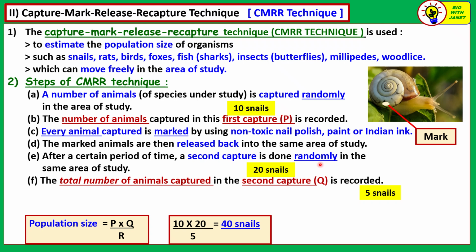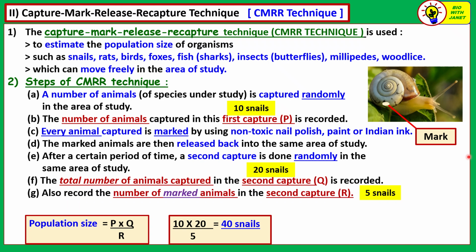Again, this is done randomly. I don't only choose snails that have the mark, all right? Whichever snail I see, I just capture, right? So also record the number of marked animals in the second capture, R.